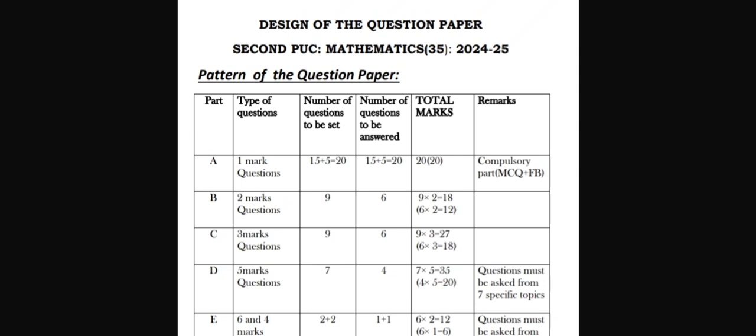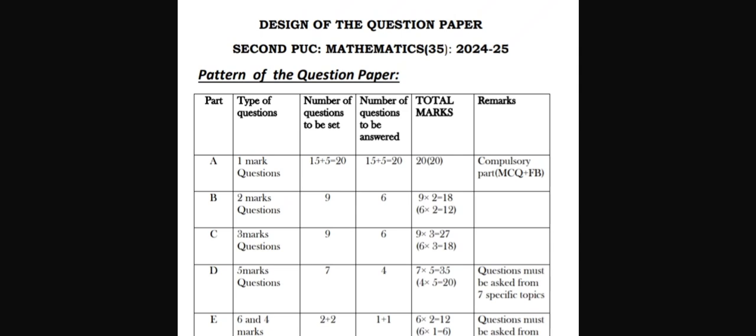Then the third part is part C. In part C we have 3 marks questions. There are 9 questions to be set here. We have to answer only 6. We have to select any 6 questions out of 9. Each question carries 3 marks. We expect 18 marks from this section.